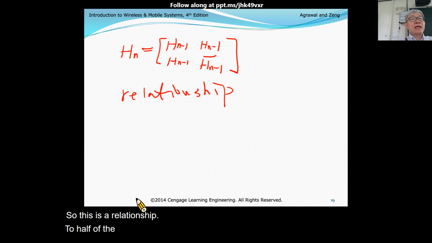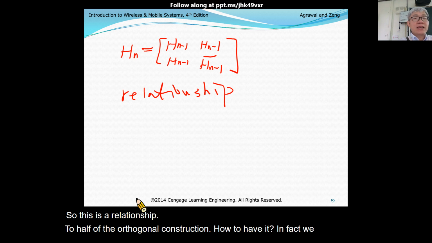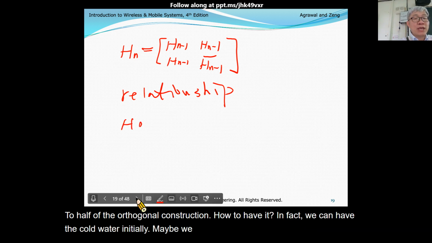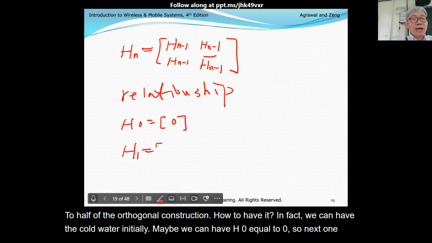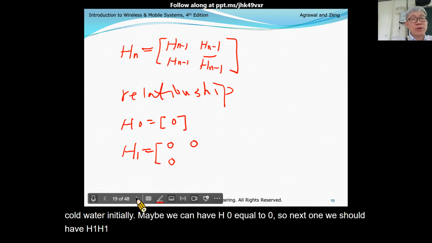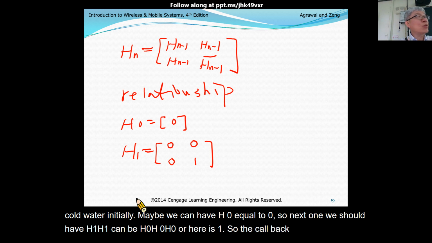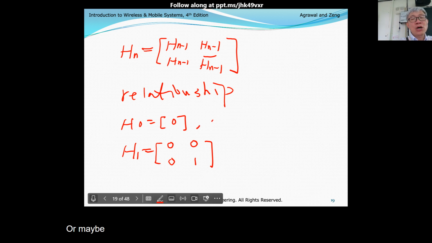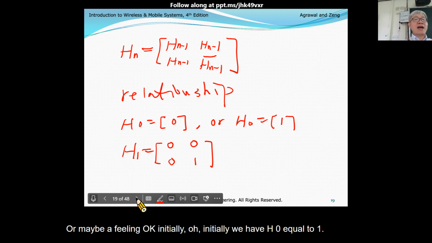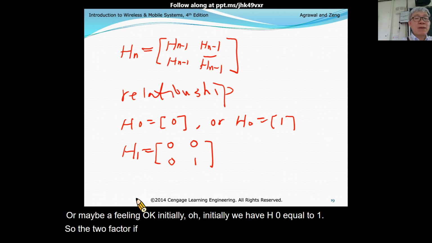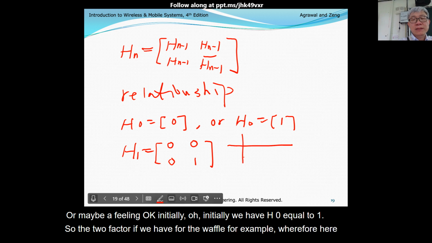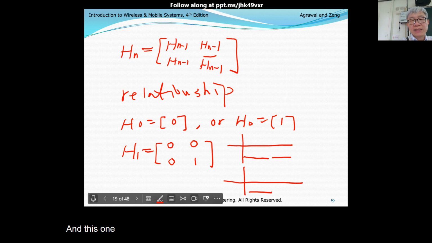How to have that? In fact, we can have the code vector. Initially, maybe we can have H0 equal to 0. So next one, we should have H1. H1 can be H0, H0, H0, and here it's 1. So the code vector is 0, 0, 0, 1. Or maybe you think, okay, initially we have H0 equal to 1. So the two vectors, if we have the waveform, for example, the waveform here is minus, and this one we have minus and positive.